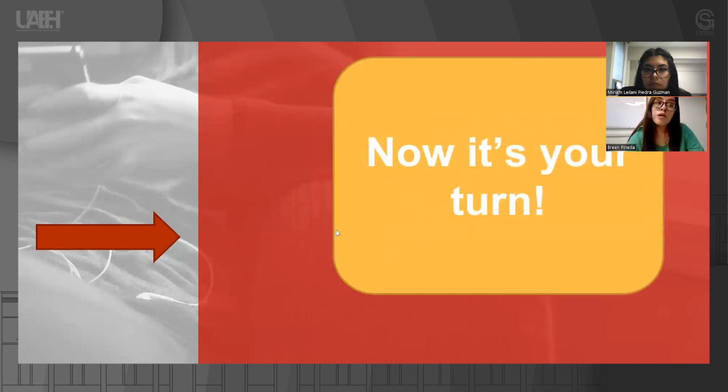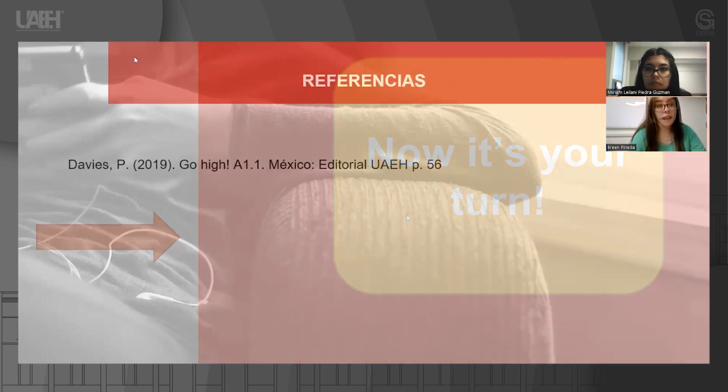Now it's gonna be your turn. You have to write your own letter, and remember, you have to use the prepositions in, on, at. And if you want, you can check again the examples in the previous exercises to check when you are gonna use each preposition. That's all for now.